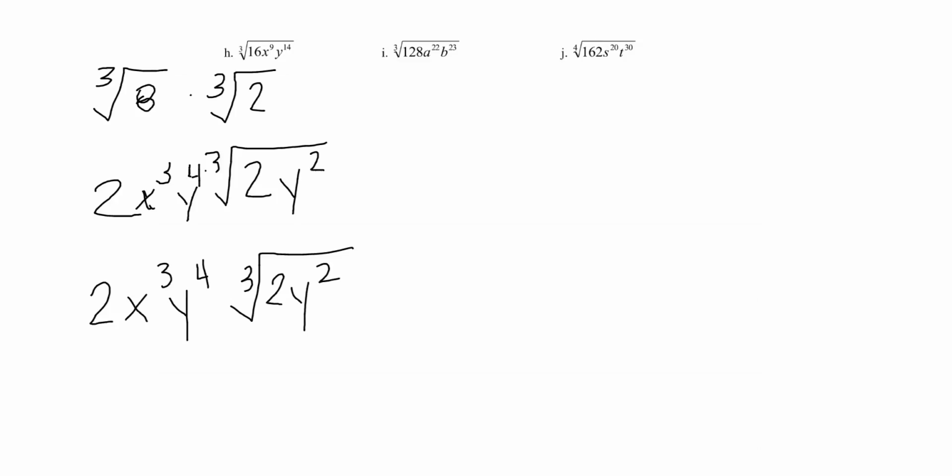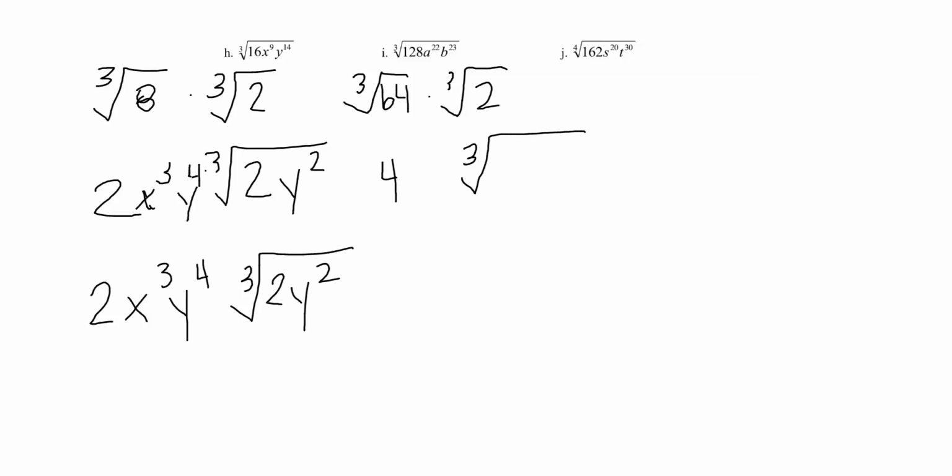All right, for I, we are looking for the cubed root of 128, a to the 22nd, b to the 23rd. I know that 64 times 2 will give me 128. And the cubed root of 64 happens to be 4. So we're going to break it down. So the cubed root of 64 is 4. And then we have our cubed root of 2 here left over.